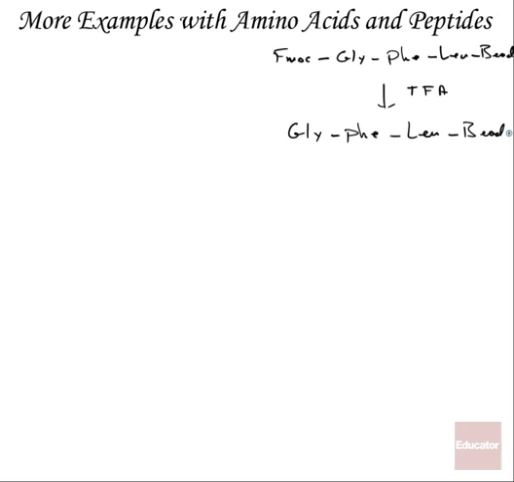And then we wash this with some hydrofluoric acid. We end up releasing that. We end up breaking this bond, the leucine and bead bond, and we end up with our final glycine, phenylalanine, and leucine. There you go. That is a Merrifield synthesis of that particular tripeptide.